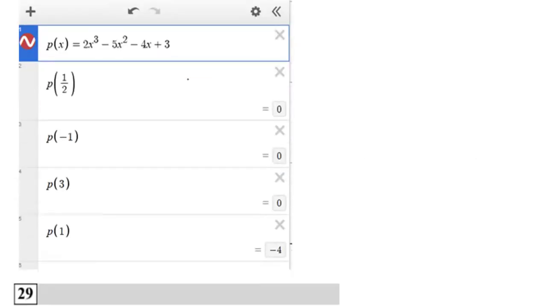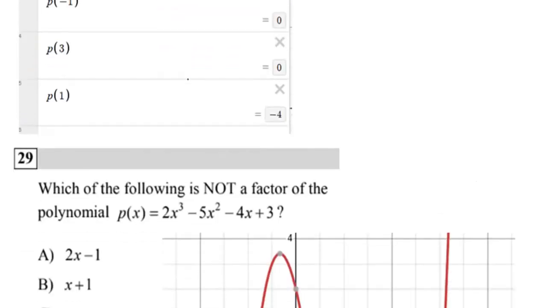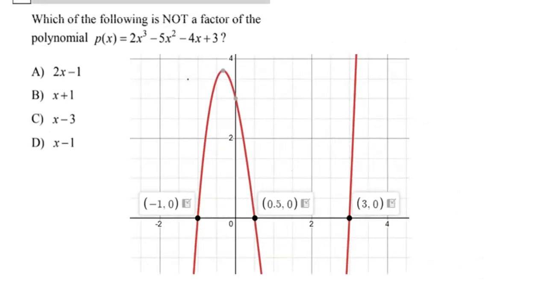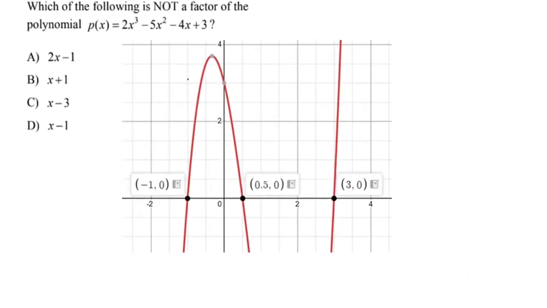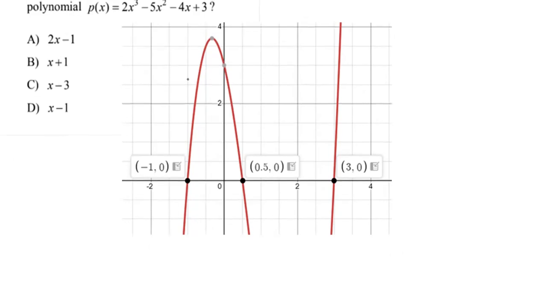Another way, you still have to understand what a factor is. You can't just graph the p of x as well. If you did it on Desmos, you can just verify your answer like this as well. Use the zero product property once again to understand that if these are factors, then the y value at those same points should be 0. So negative 1, 0, 0.5, 0, 3, 0. You clearly see that 1 comma 0 would be right over here. It's clearly not on the x-axis. So that's our answer as well.